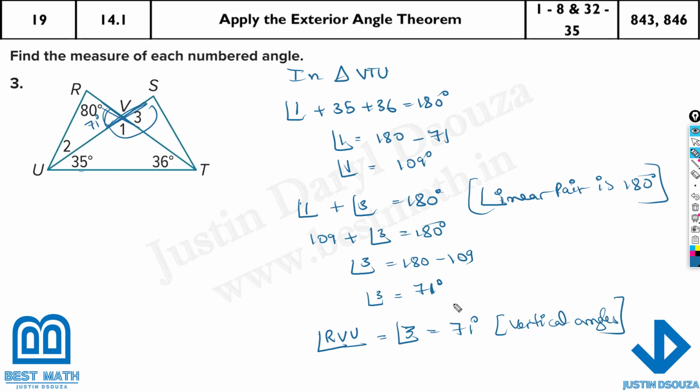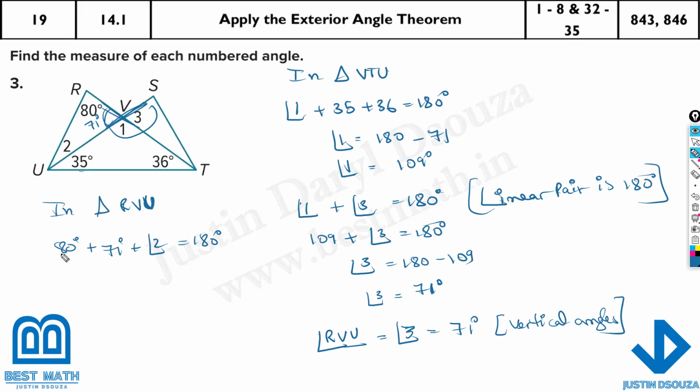I'm just stating this. Even if you don't write this, it's fine. You can just write the most important thing. In triangle RVU, this is U and this is V, we can write 80 degrees plus 71 degrees plus measure of angle 2 will be equal to 180 degrees.